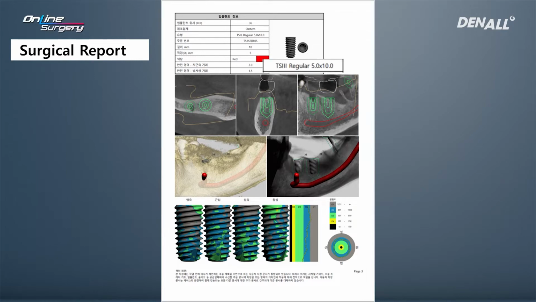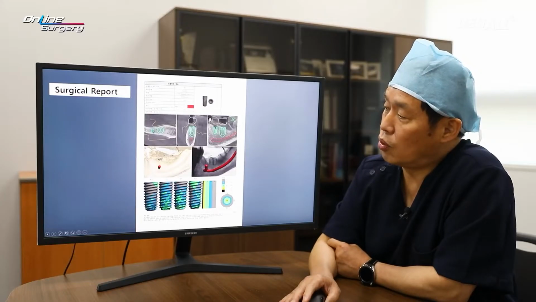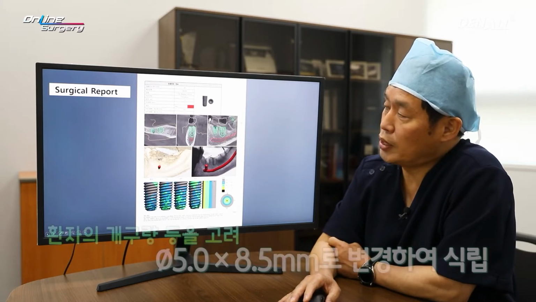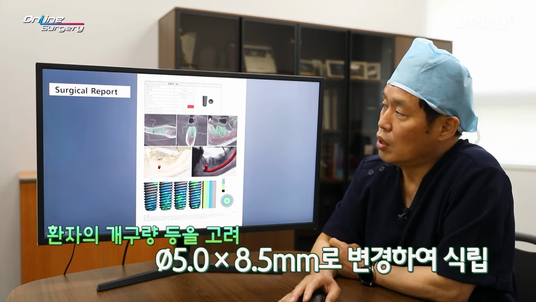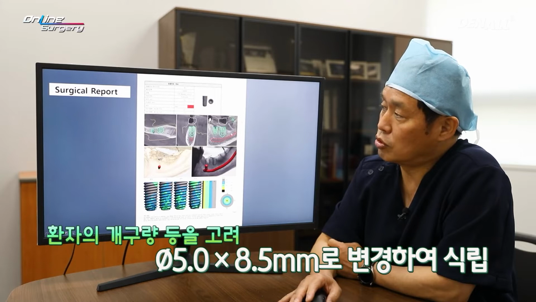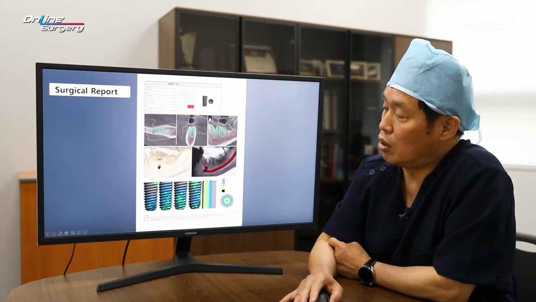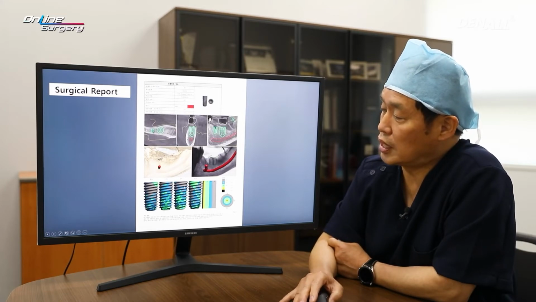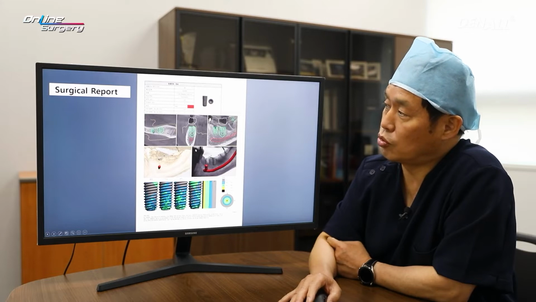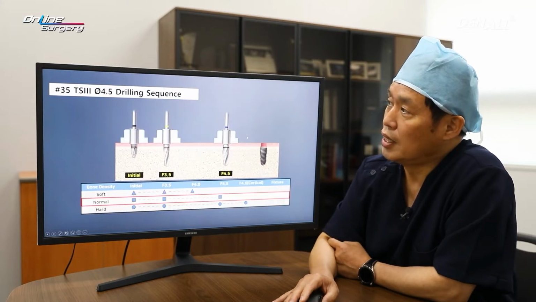So OneGuide team and we decided to place TS3 5.0 by 10 millimeter implant, but the patient was female and considering the amount of mouth opening, I thought maybe we need to change to 8.5, even for the distal implant. Considering the patient's level of mouth opening during surgery, I placed a 5.0 by 8.5 implant. The alveolar bone, the bone density itself is approximately D2.